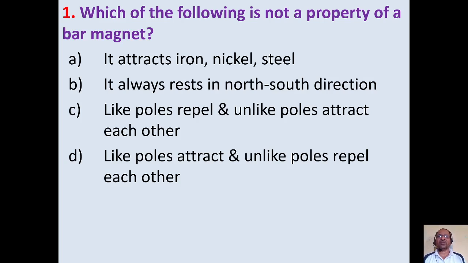So first MCQ, which of the following is not a property of a bar magnet? We have seen that a bar magnet attracts iron, nickel, steel. It always rests in north-south direction. Like poles repel and unlike poles attract each other. So all these are the properties of a bar magnet. But option D, like poles attract and unlike poles repel each other, is not a property of a bar magnet.